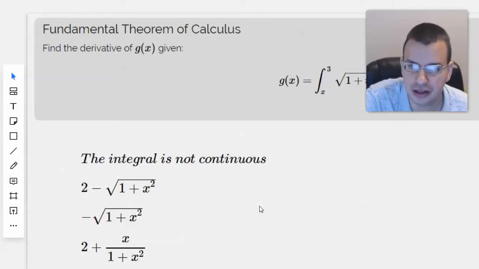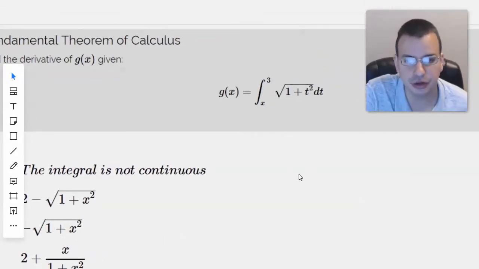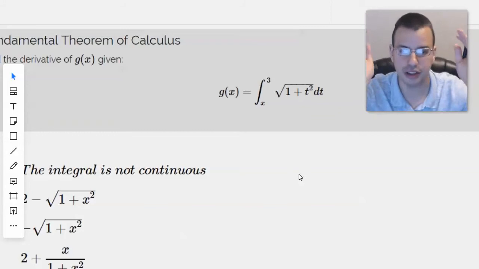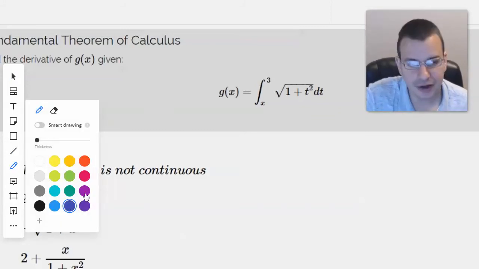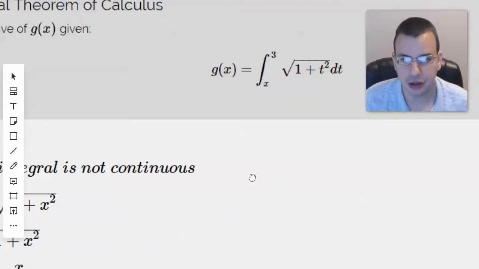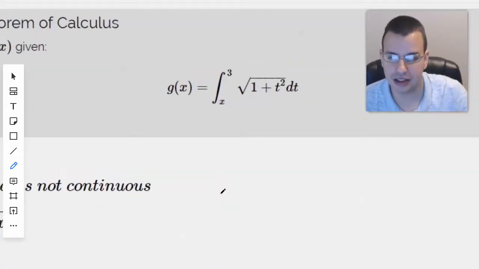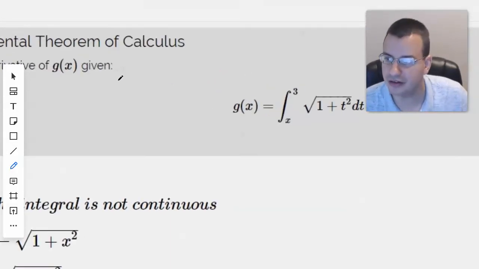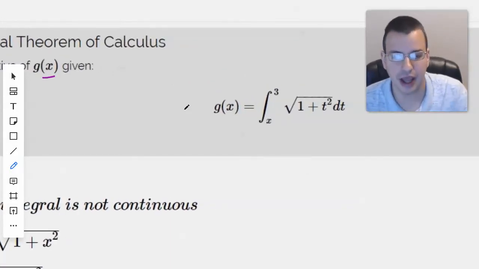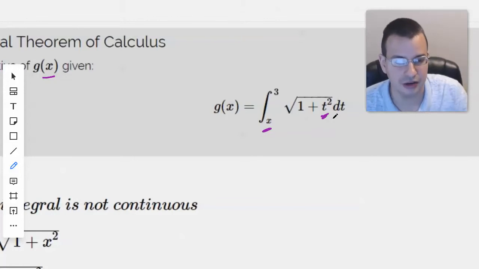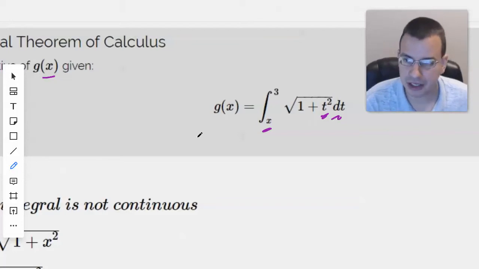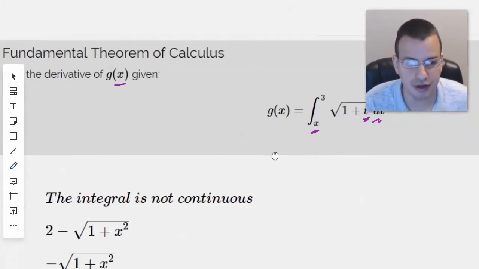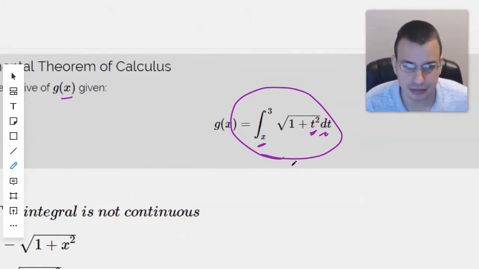Find the derivative of g of x, given that g of x equals the integral from x to 3 of the square root of quantity 1 plus t squared dt. So this is a fundamental theorem of calculus question. And the giveaway is that we're trying to find the derivative of something with respect to x. And we have an x here and another variable, often referred to as a dummy variable, in the equation right here. And so what this is saying is find the derivative of this right there.